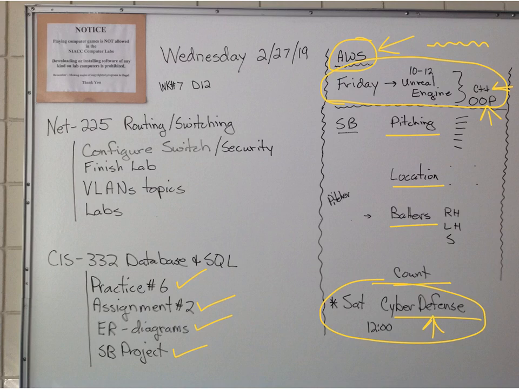Here, week 7, and we talked about on Friday we had an Unreal Engine demonstration which helped us understand object-oriented programming. I talked a little about AWS and some options we might have combining with them, and then we talked about softball a little more, the pitching location, batters.